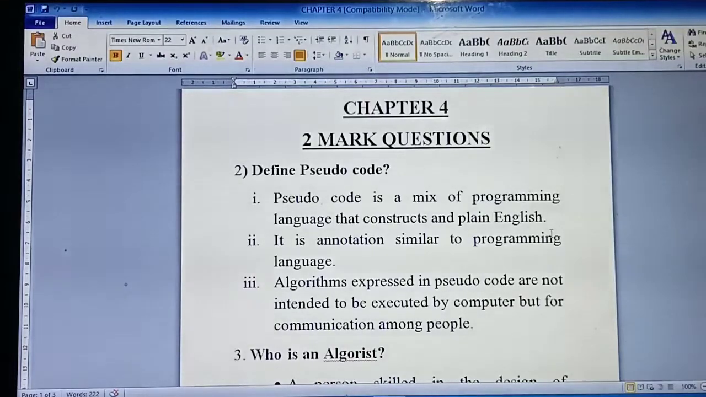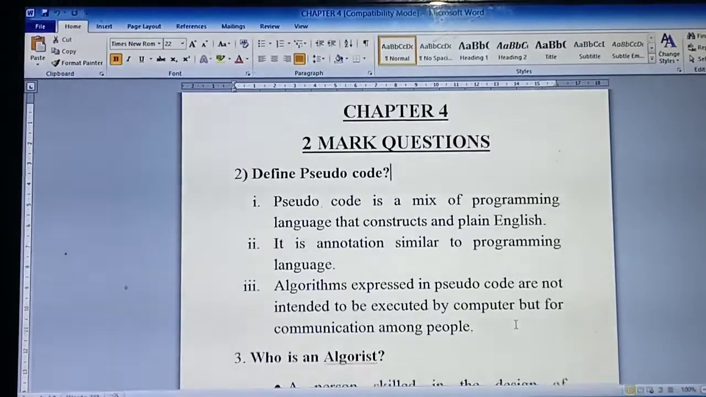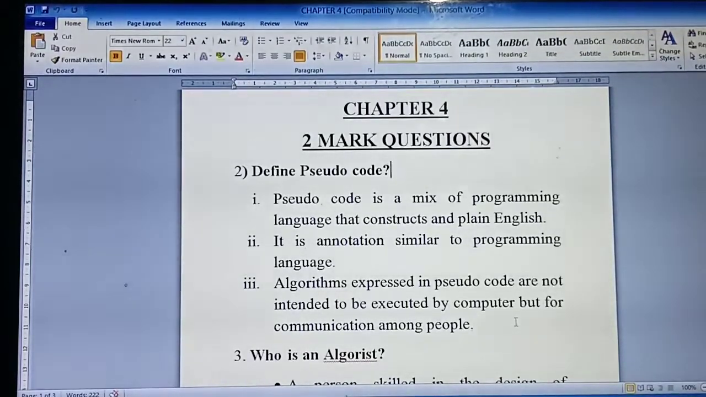So define pseudocode. Pseudocode is a mix of programming language constructs and plain English. Second, it is annotation similar to programming language. Then, algorithms expressed in pseudocode are not intended to be executed by a computer but for communication among people. Okay, write fast, students.